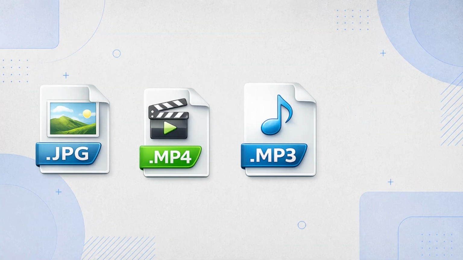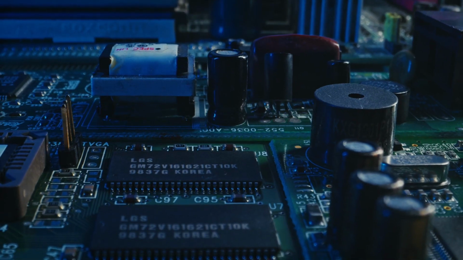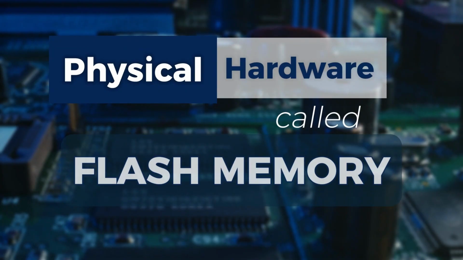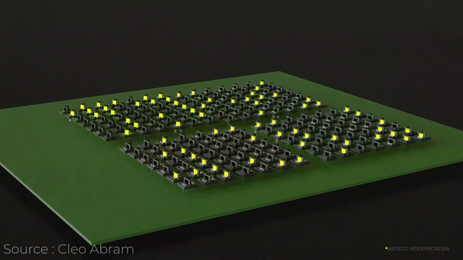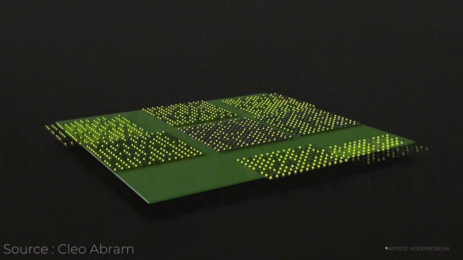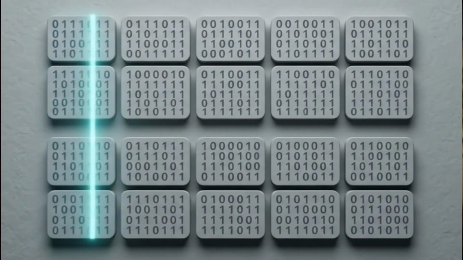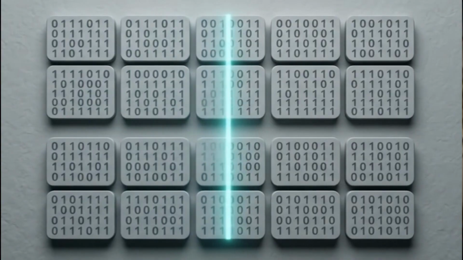To understand how deletion works, we first have to look at how files are stored. Your photos, videos, music, or documents don't just sit on thin air when you save them. They actually get written on a physical hardware called flash memory. Think of your flash memory as a massive hyper-organized warehouse filled with billions of electronic switches called transistors. Everything you save on your device gets converted into raw binary code, a long string of zeros and ones.